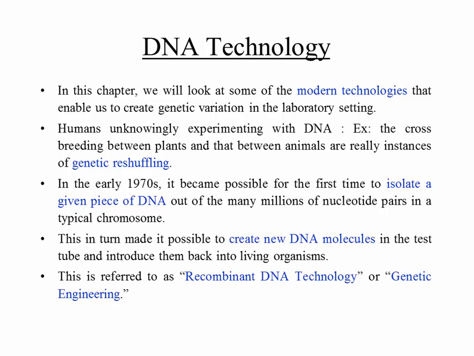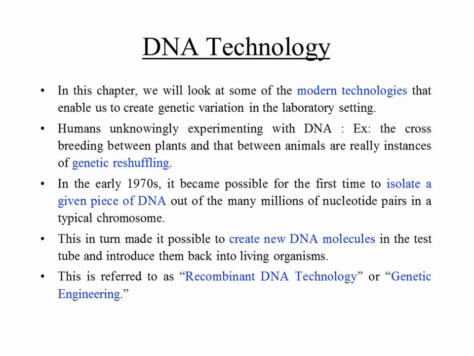So in this chapter, we will look at some of the modern technologies that enable us to create genetic variation in the laboratory setting. Humans have been unknowingly experimenting with DNA. For example, the crossbreeding between plants. We know all this grafting between different plants, and between animals, they are really instances of genetic shuffling. Even there is a famous pea experiment that Gregor Mendel did in the early 1900s. If you have peas, you want to grow tall plants with certain characteristics, how do you breed them? Of course, he didn't know anything about genes, but he was pretty smart. He figured out a way to bring about the phenotypic change.